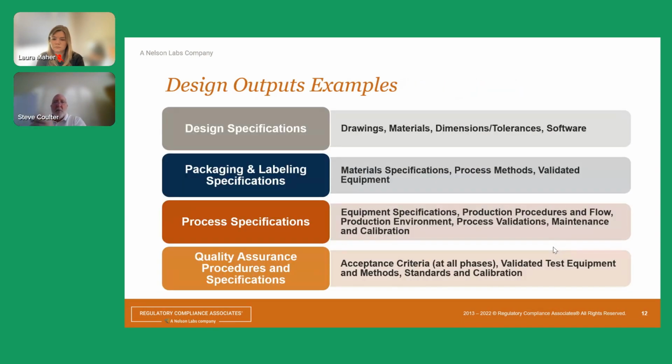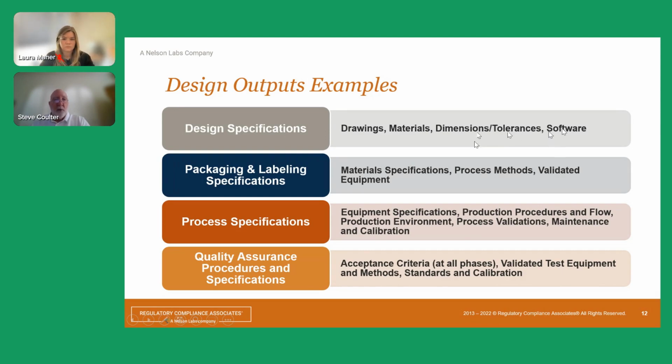Let's get into just some examples. This is not meant to be an exhaustive list here, but your design outputs are going to be in several buckets. They're going to be your design specifications. What do they look like? They're drawings. They're specification sheets from your vendors when you pull in components. The materials sheets. They're dimensions. They're not just a measurement. They're measurement with tolerances and dimensions and which ones are critical and not critical.